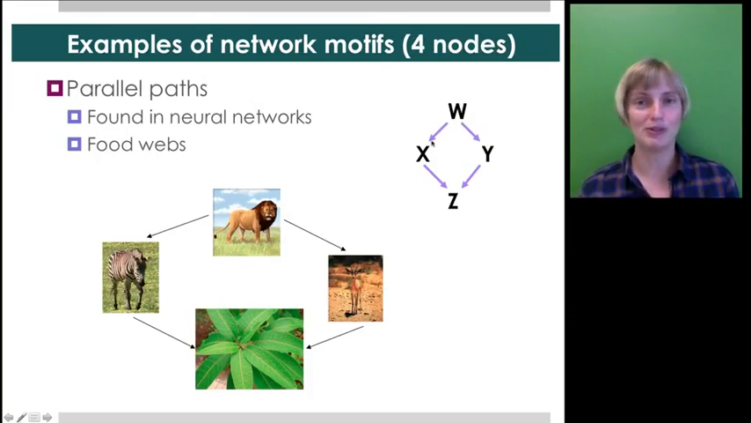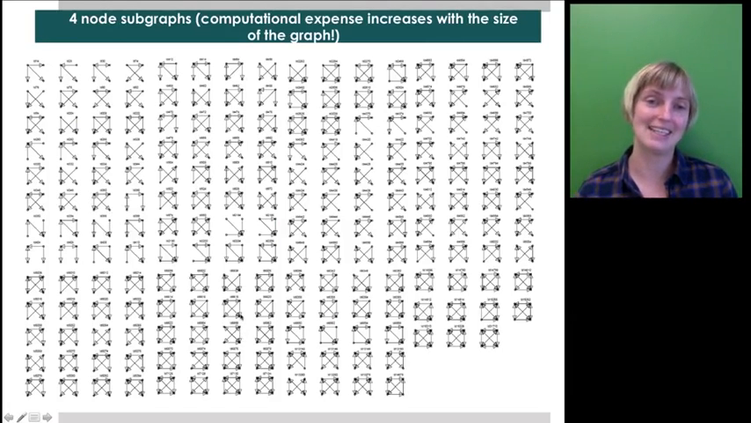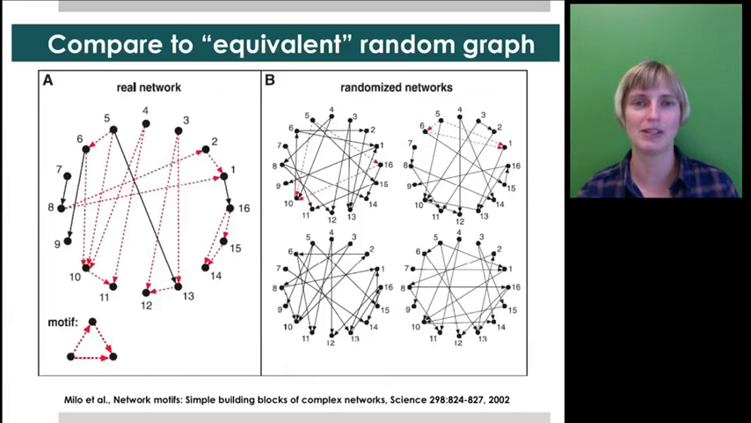You can up it to 4 nodes. Why stop at 3? Well, I'm going to tell you in a sec why you might want to do that. But here is a 4-node motif that has parallel paths, and these you might find in neural networks and in food webs. So the lion who eats the zebra and the antelope, I think that's an antelope, who are in turn each munching some greenery. And there are many more 4-node motifs than there are 3-node ones, and it's more computationally expensive to get them, but it may be worth your while if you have not a huge network to deal with.